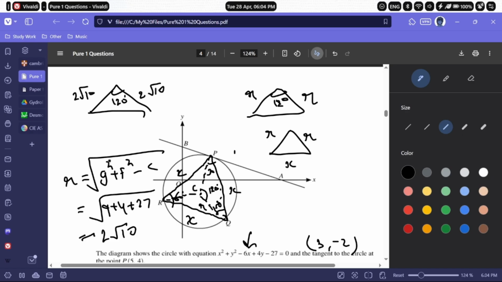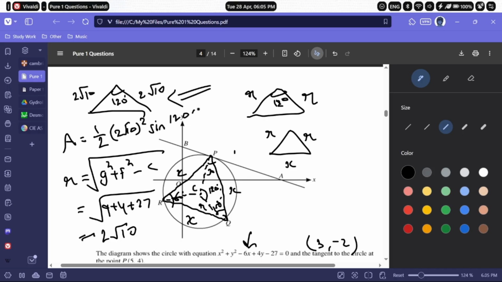You could do that, but then that requires implicit differentiation. You don't have that in pure one, so it's not really necessary. But if you want to do implicit differentiation for a question like this, go ahead. I guess the area would be equal to half AB sine C. So AB, if you look at this triangle, AB is just the R, right? So R square, so 2 root 10 square times sine C, which is sine 120.